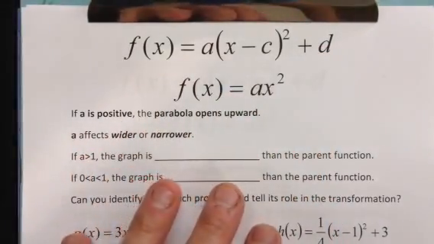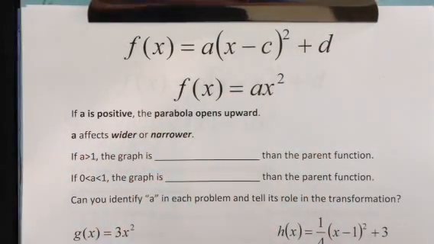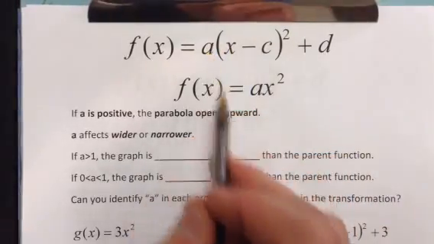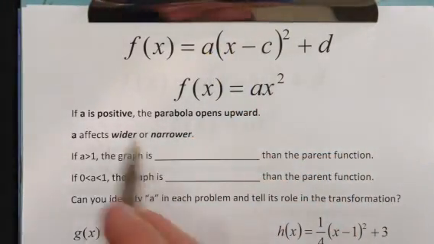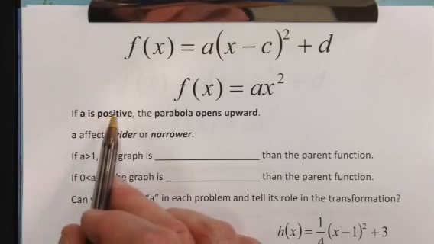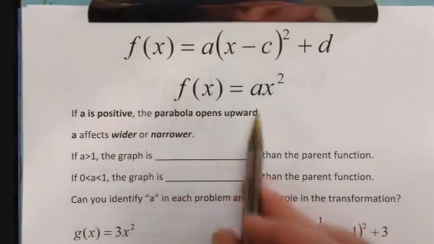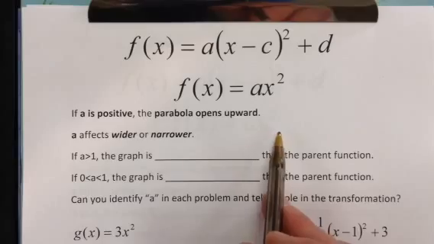I wanted to give you a quick overview of what these letters A, C, and D do to the parent quadratic. A is called the coefficient. It is the number in front of the x or in front of the x squared, depending upon which form you have. Let's look at what happens if A is positive. If A is positive, the parabola opens upwards. It's going to be smiling at you. It's going to be a smiley face.